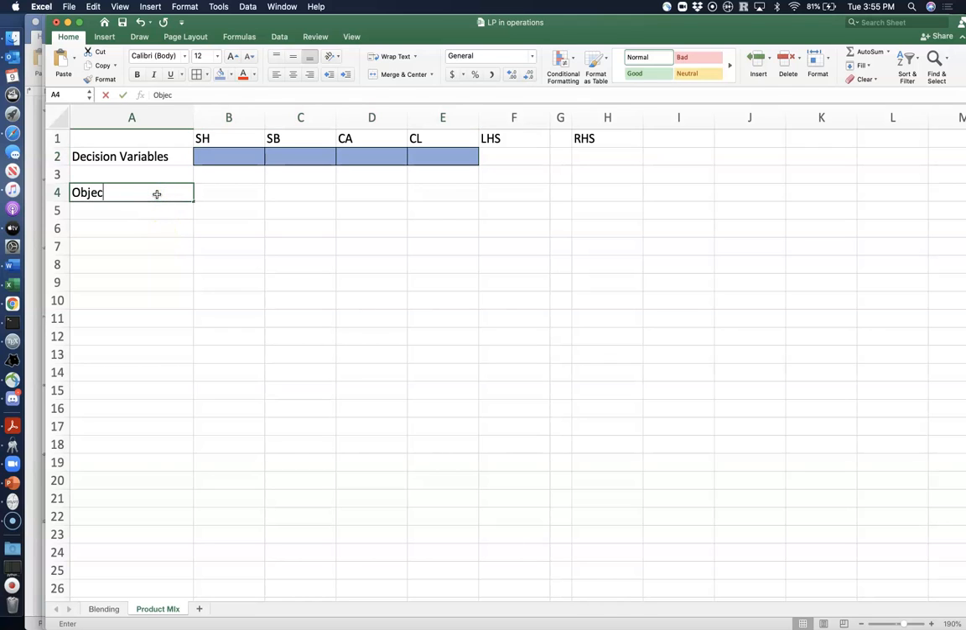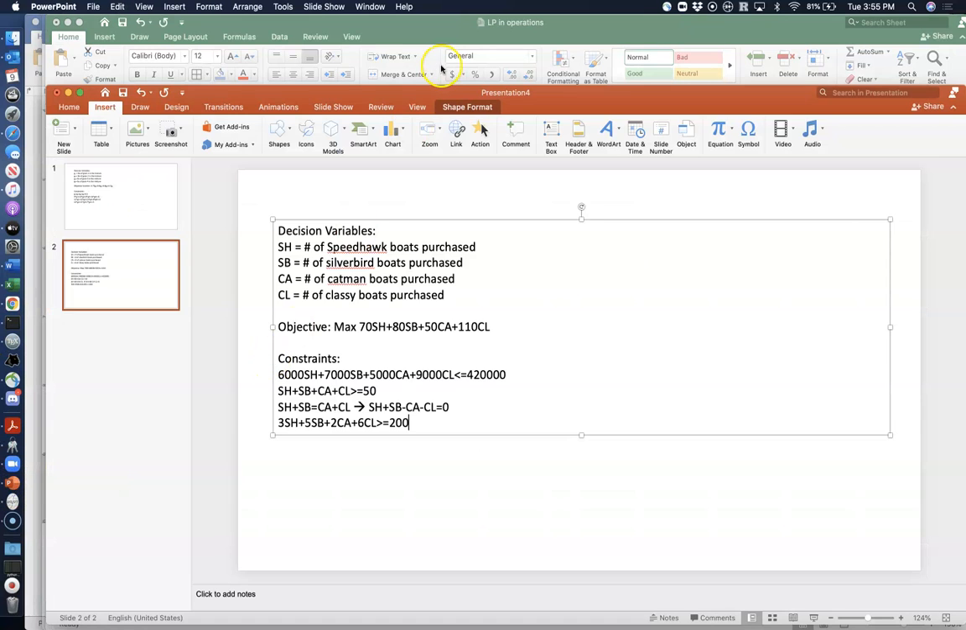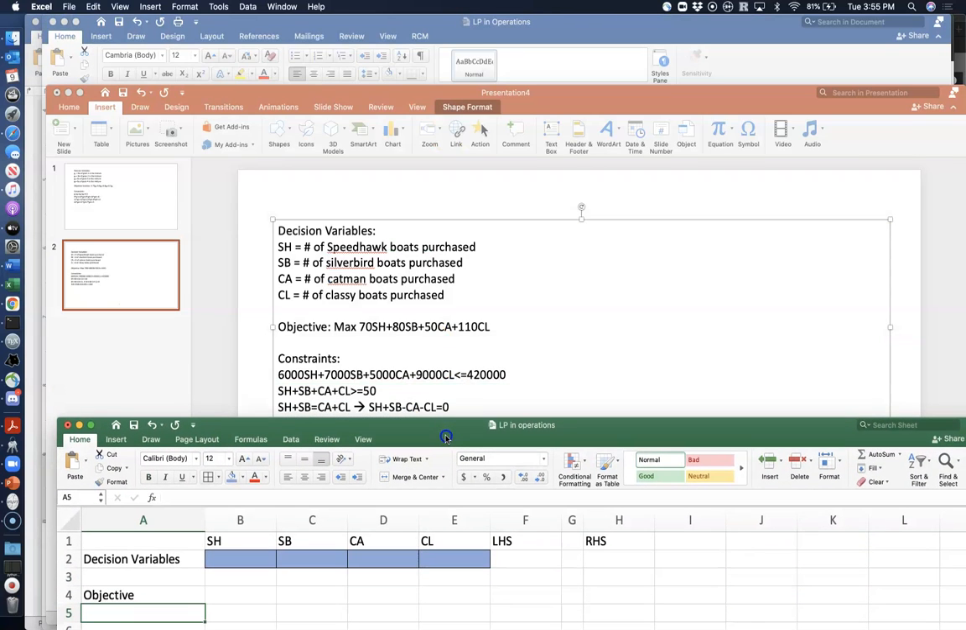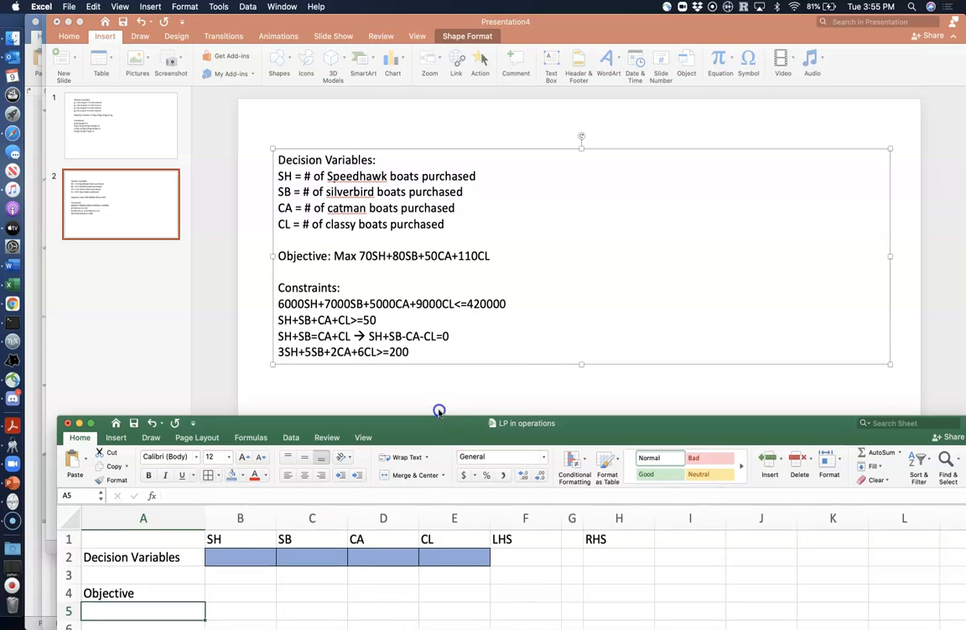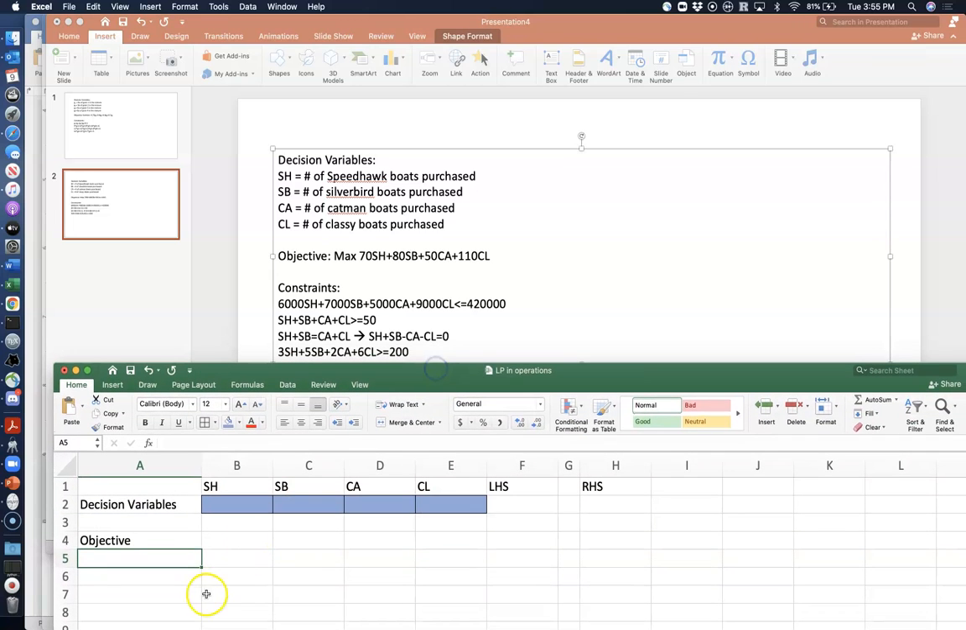The objective is to maximize the expected daily profit, and the objective values are right here. So it's $70 per Speedhawk boat, $80 per Silverbird boat, $50 per Catman boat, and $110 per Classy boat. So that's the total profit that you're going to make per day.